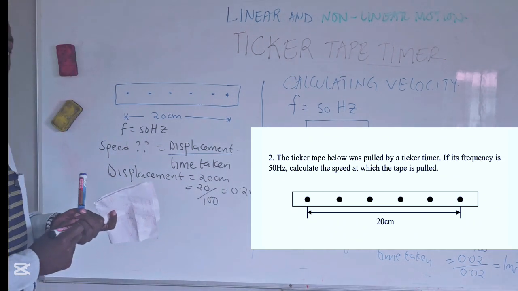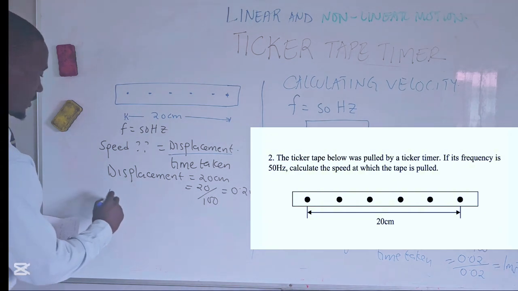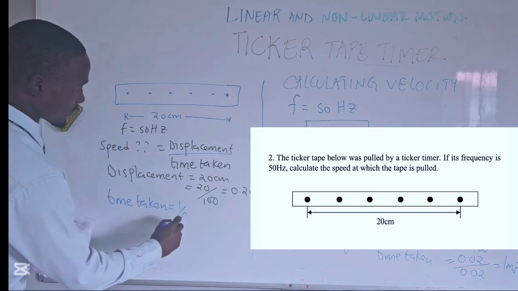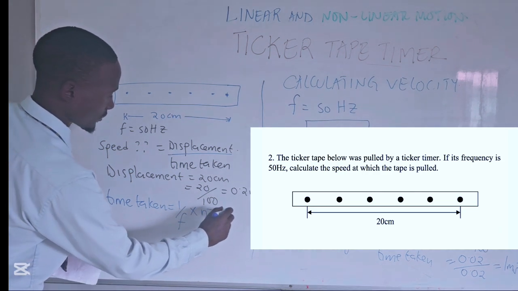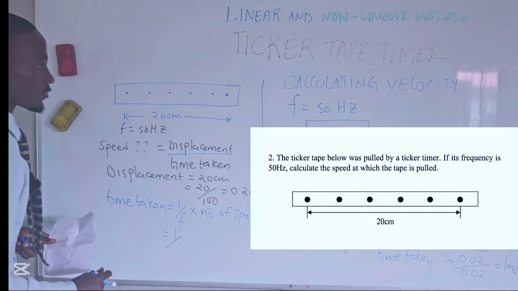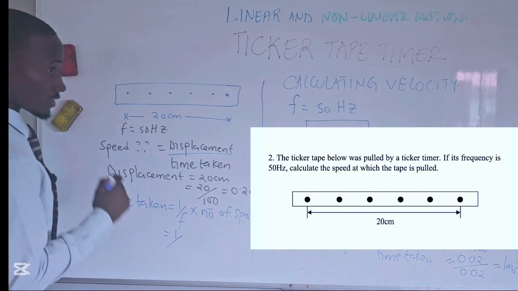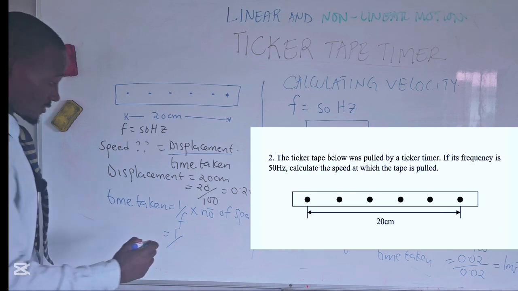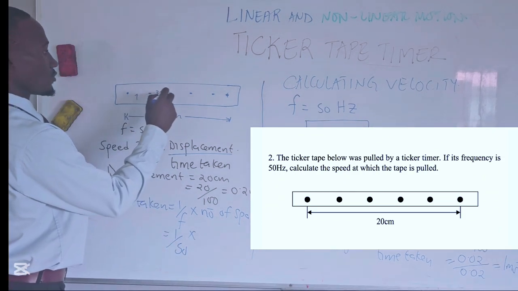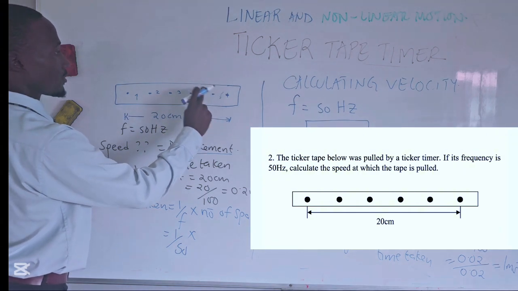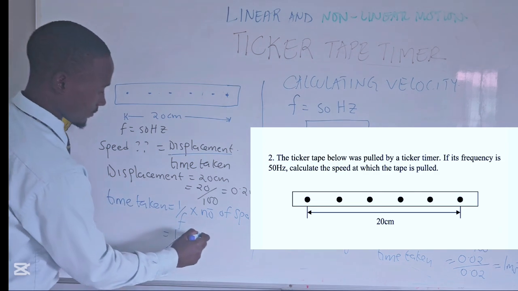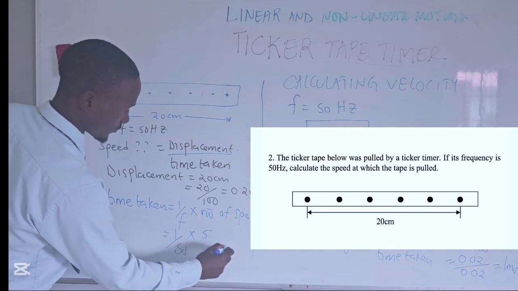So we are also supposed to have time taken, which we know that time taken will be equal to 1 over the frequency times the number of spaces. This will be 1 over frequency. The frequency was given in the question as 50 Hz times the number of spaces, 1, 2, 3, 4, 5. We're having 5 as the number of spaces. This gives us 0.01.